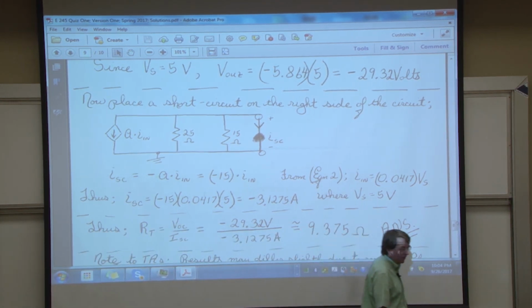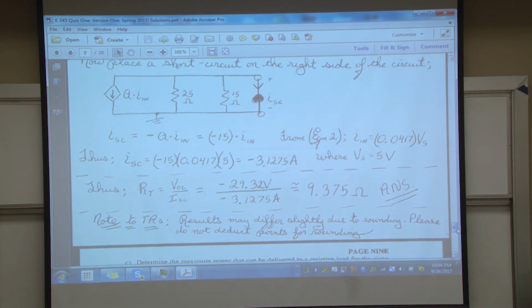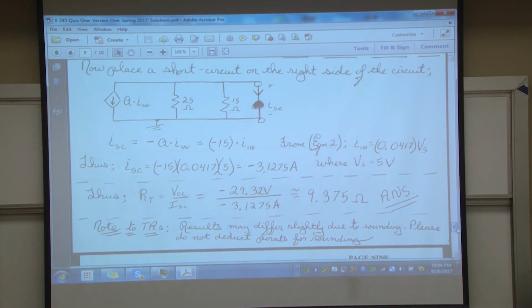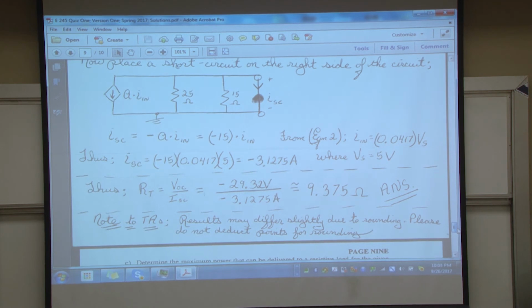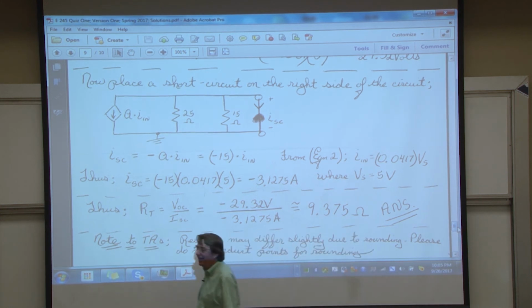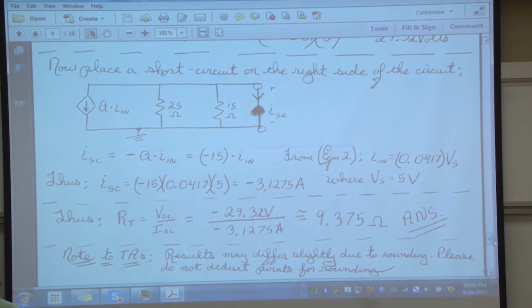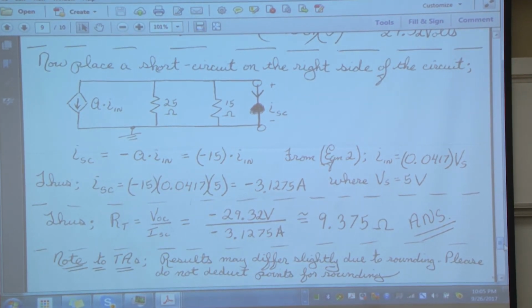How do we do? Note to TAs, the result may differ slightly due to rounding. Can you believe it? There's a part C. What? Before we get to part C, exactly. Yes, it is. Excellent. You can make up the exam for me.